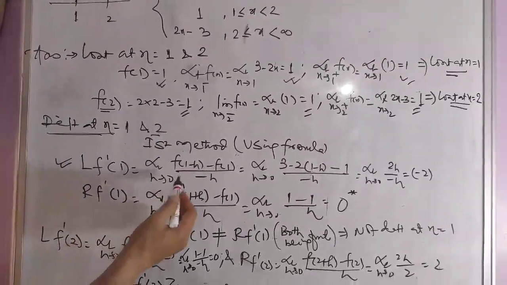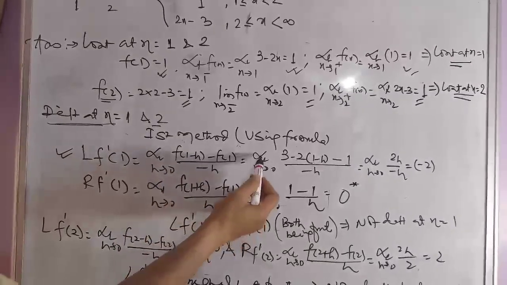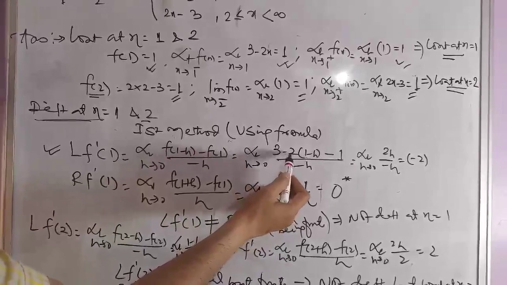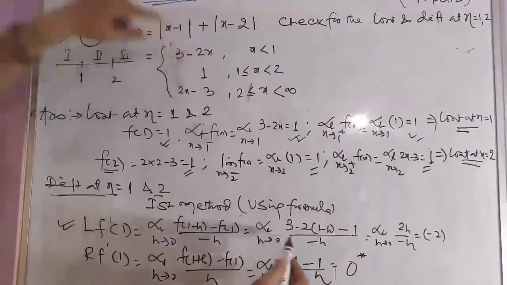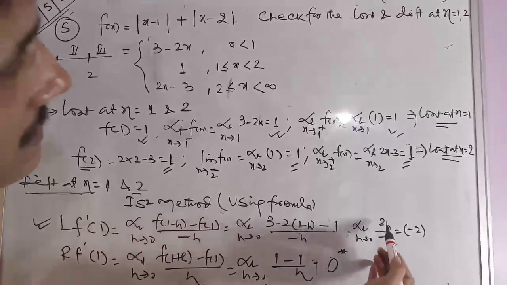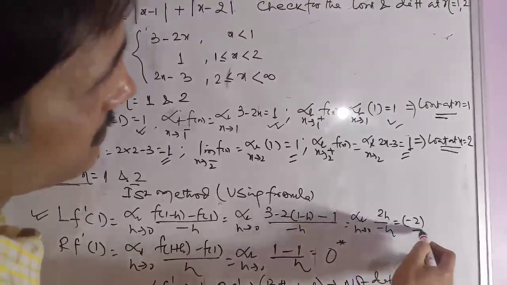So we check differentiability at x equal to 1 and 2 using the usual formula. L f dash 1 equals limit h tends to 0, f of 1 minus h minus f of 1 upon minus h. Limit h tends to 0, for 1 minus h less than 1, 3 minus 2 into 1 minus h. After calculation this will give minus 2h by minus h. This will give result minus 2.